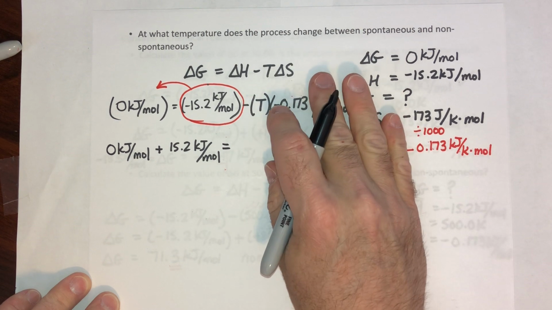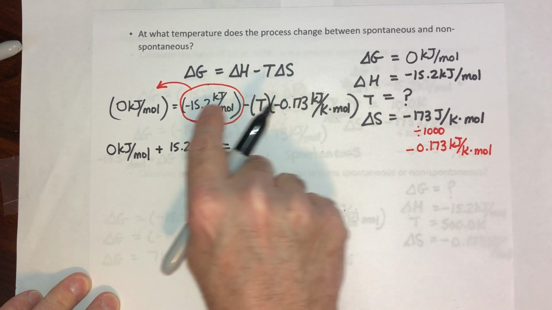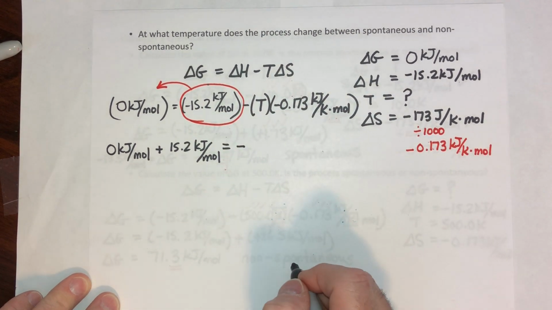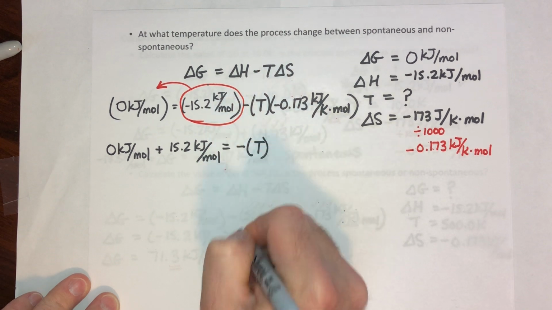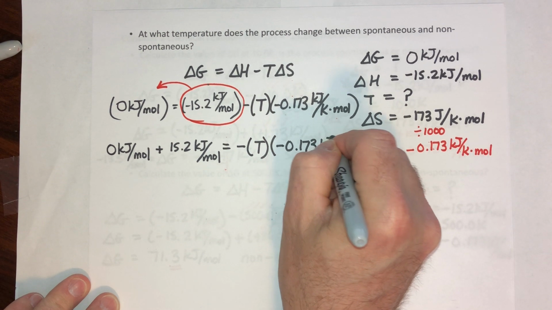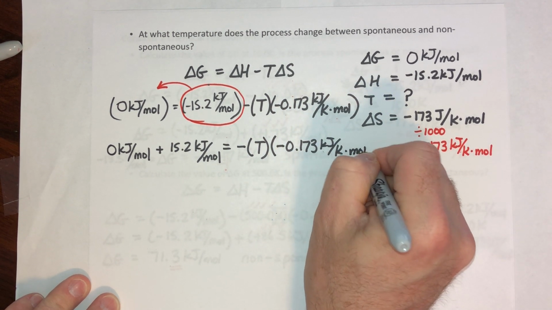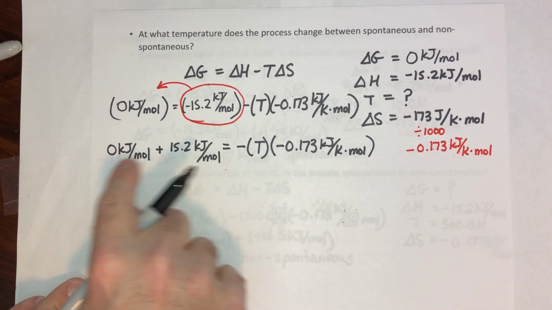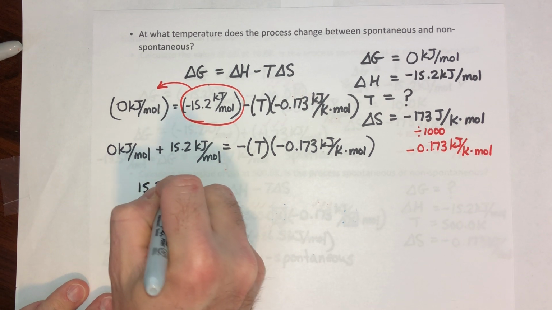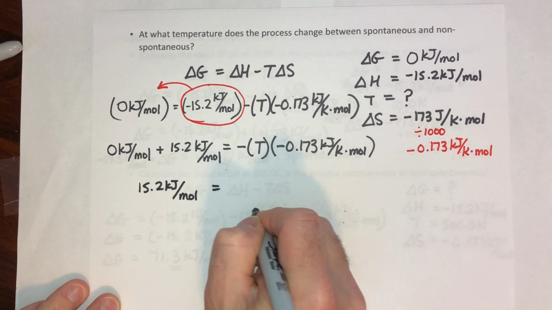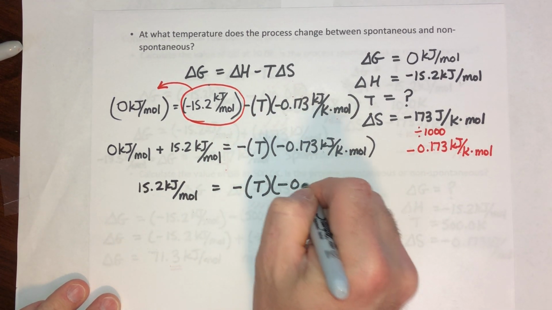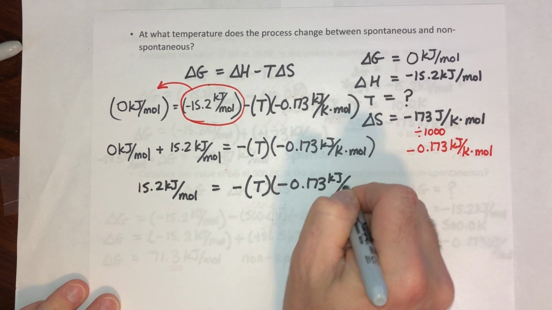Now what do you got left over here? See this minus sign out in front, right? It was minus 15.2 minus the T. I didn't do anything with that. That's still there, so that's a minus. The T is still there. And the minus 0.173 kilojoules per Kelvin per mole also still there. So let's add these two. 0 plus 15.2 is 15.2 kilojoules per mole. Negative out in front, there's my T, and a negative 0.173 kilojoules per Kelvin dot mole.